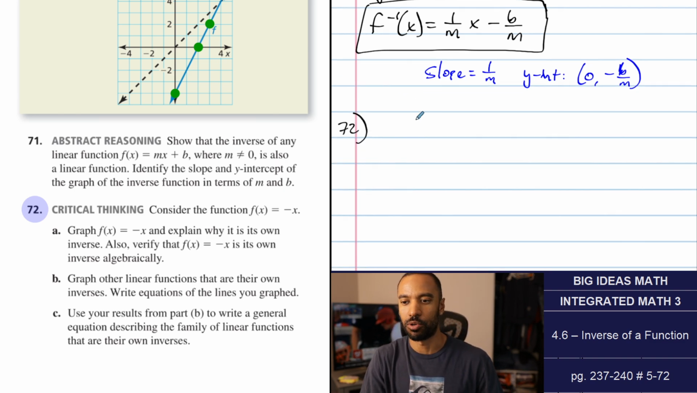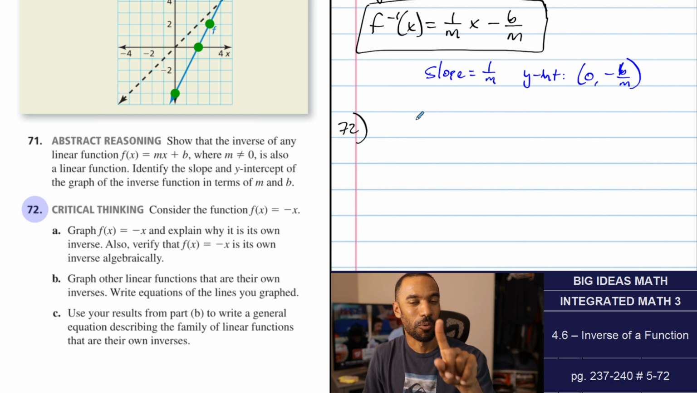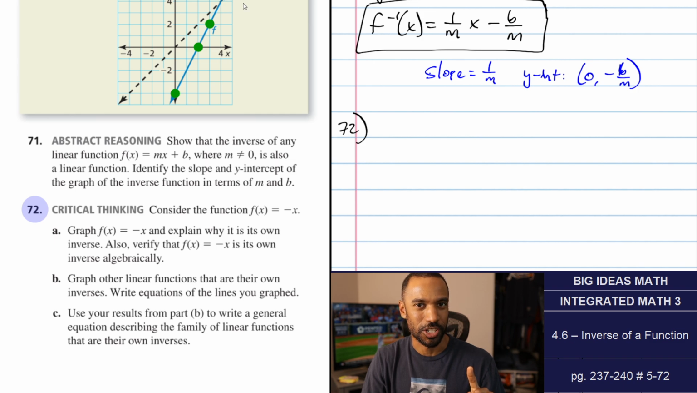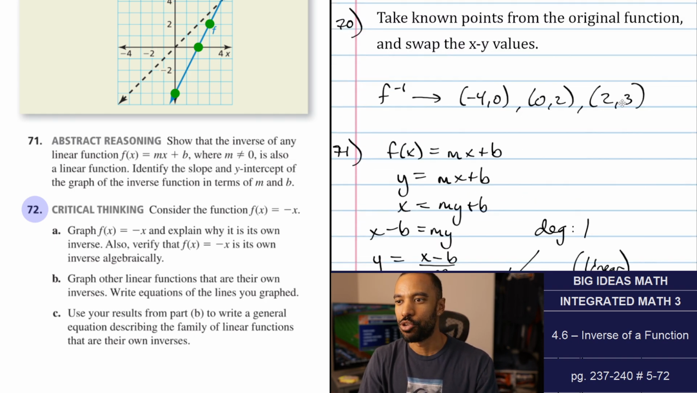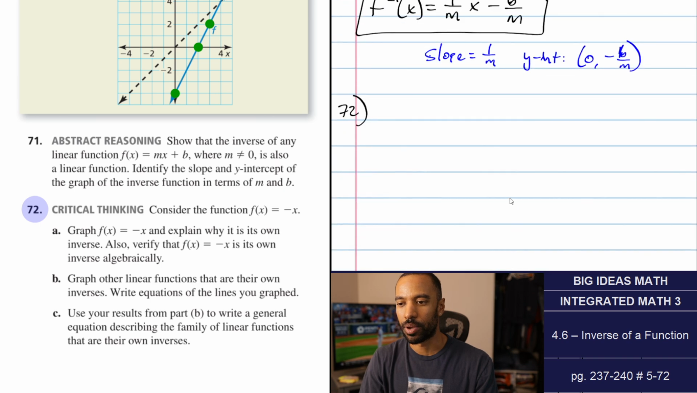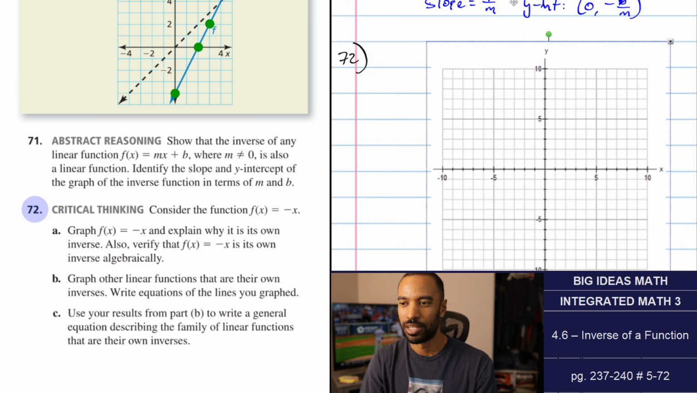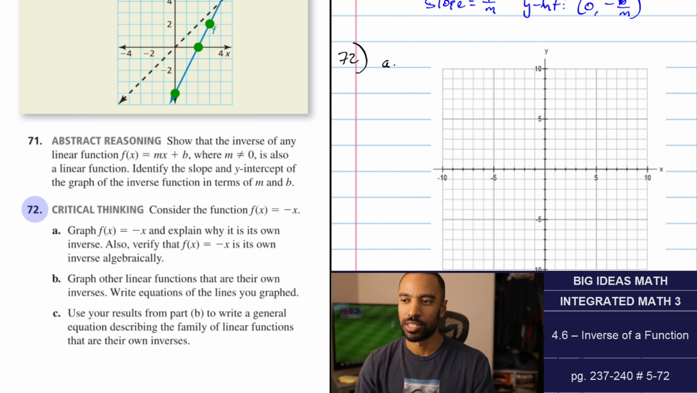Consider the function f of x equals -x. We spoke on this. It was that error analysis question where I said it was the same thing. I think I already know where they're going to go with this, where they said it was going to be the same thing both ways. Here we go. Graph it and explain why it's its own inverse. Also verify that it's its own inverse algebraically. Okay, so keep in mind, if you have a slope of -1, it's going perpendicularly across the y equals x axis of symmetry. So y equals -x.